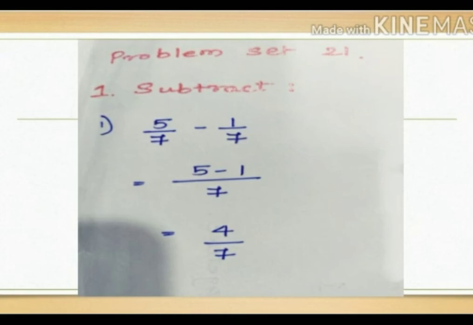Let's practice problem set 21. Question number 1, subtract. First one, 5 upon 7 minus 1 upon 7. So students, to subtract a fraction from another like fraction, write the difference of the numerators as the numerator and write the denominator as it is. Okay. So here subtract the numerators 5 minus 1 and write down the denominator as it is. So the answer is 4 upon 7.